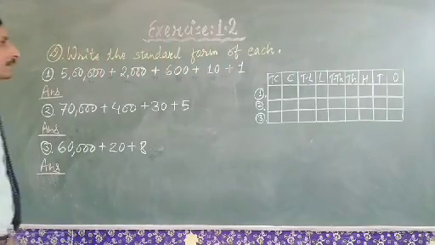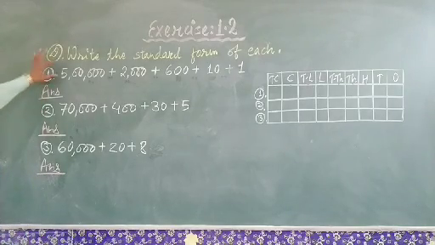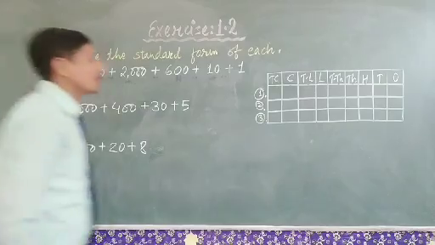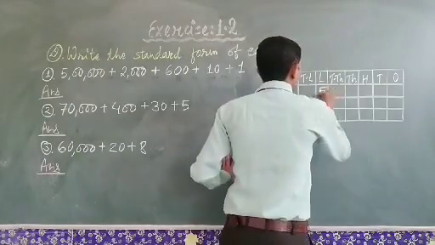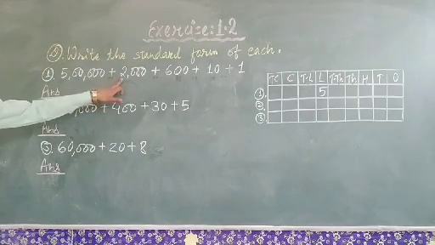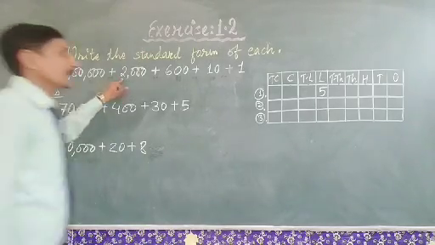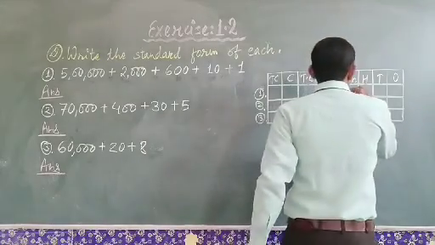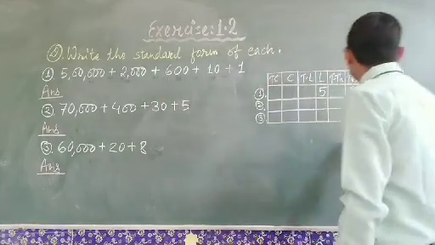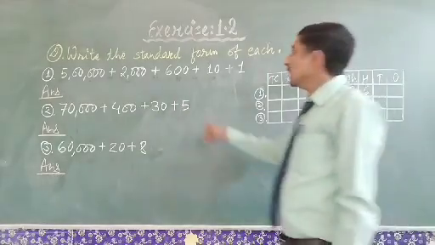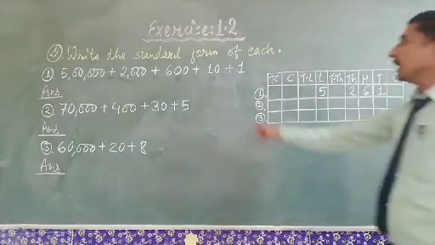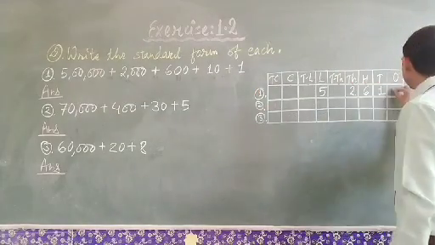Okay, so we have to start from the highest place, that is 5 lakh. So write 5 here in the lakhs place. After that the next value is 2000, so write 2 here. After this the next is 600. Write 6 in the hundreds place. Next is 10. Write 1 in the tens place. And next is 1, write 1 in the ones place.